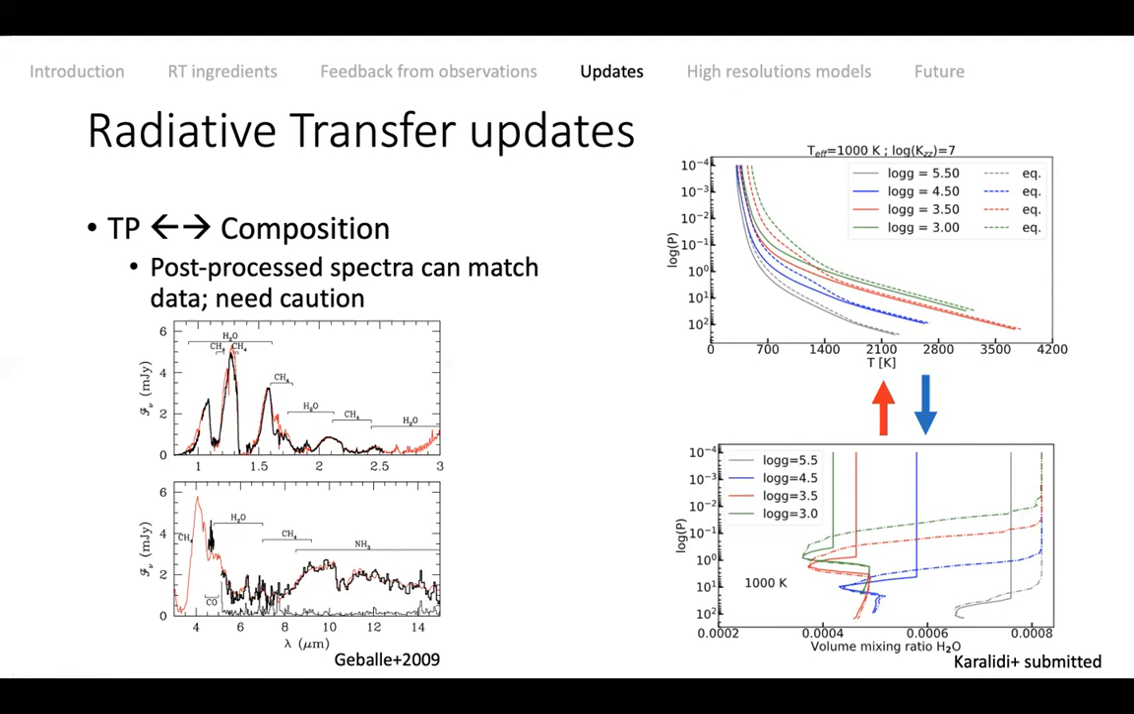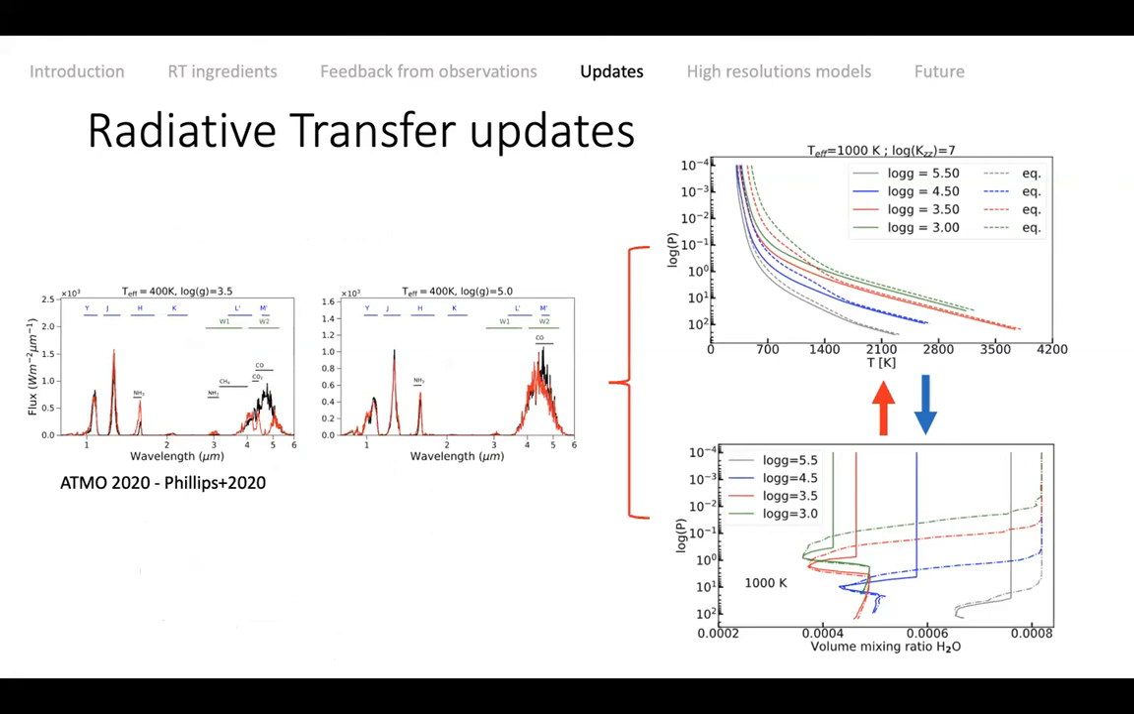And the reason why is because if you have worked with any radiative transfer code, you know that there is always an interplay of the temperature pressure profile of the atmosphere, so the energy the atmosphere has, with opacities. Changes in the temperature pressure profile change the opacities in the atmosphere, what molecules you can have in a given layer, which then changes the temperature pressure profile, and so on. So the best way to actually model this is to make an iterative process in your radiative transfer code that keeps both in balance. And Phillips and collaborators did it in 2020 already, publishing the ATMO 2020 grid of models.